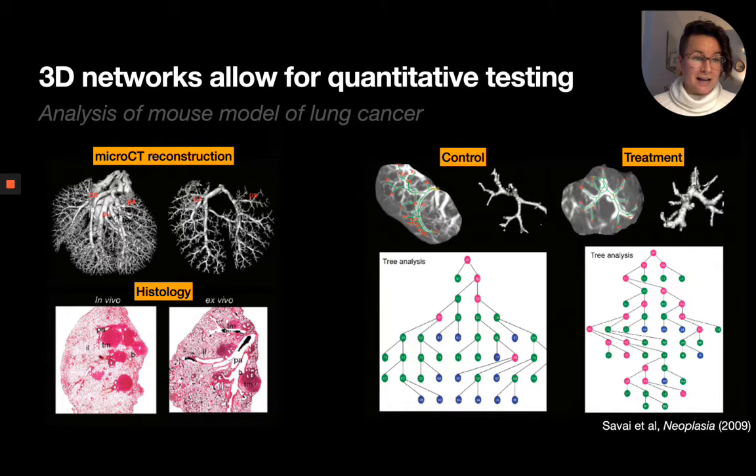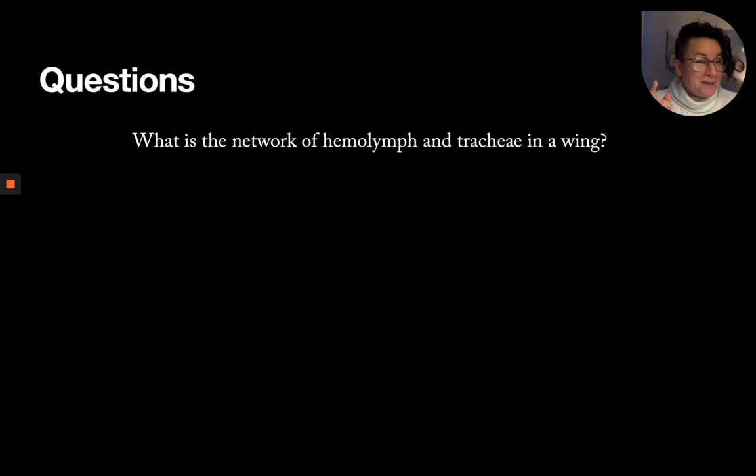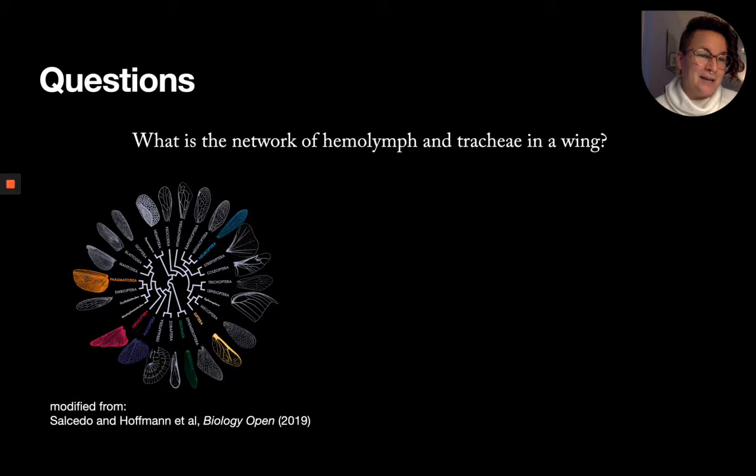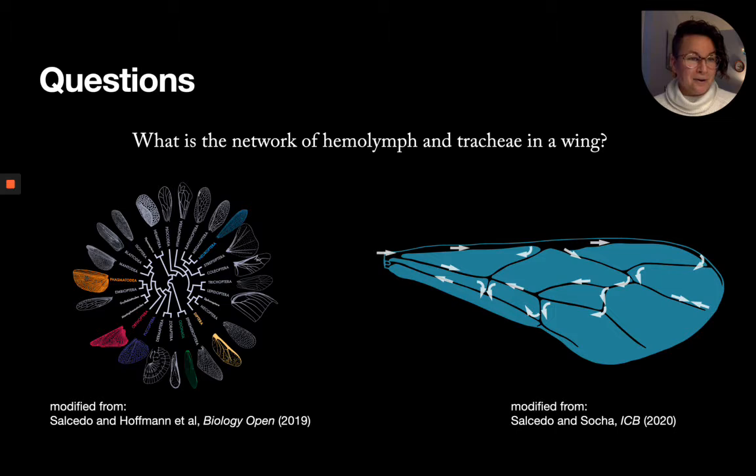So our questions kind of run towards, what is a network of hemolymph and trachea in a wing? Do we know this? We don't. Our previous understanding of networks has just been in a two-dimensional sense. So thinking about an insect wing as a series of shapes put together, how can we understand that diversity? And our understanding of circulation is rather limited. I just wrote a review on that because we only know flows in insect wings in a few different species.